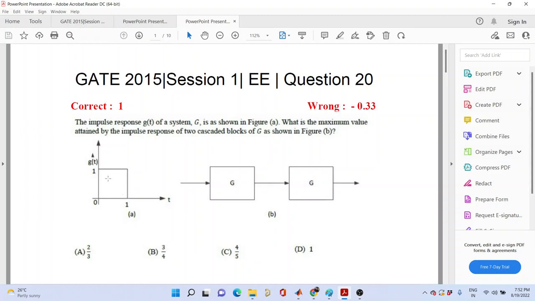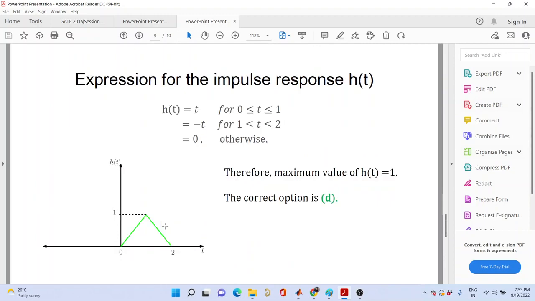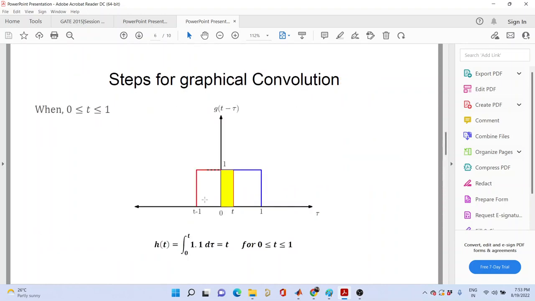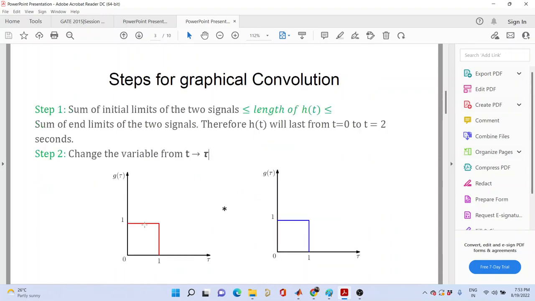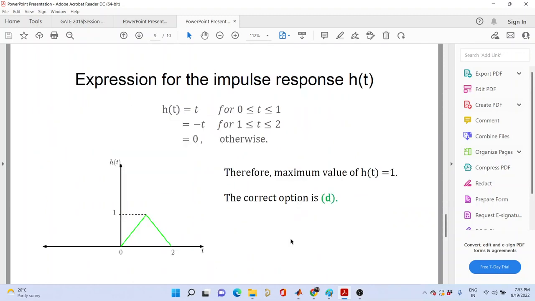Not getting you. I'm saying that the slope of this signal, the slope of h(t), must be equal to the product of the amplitude of each of these signals. The amplitude is 1. Here the amplitude is also 1. So the slope of the rising arm would be 1 into 1, that is unity. It is only applicable for rising arms, meaning rectangular. For falling arms, it would be the negative of that.